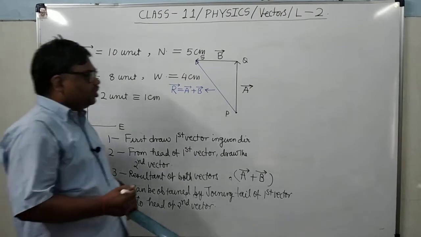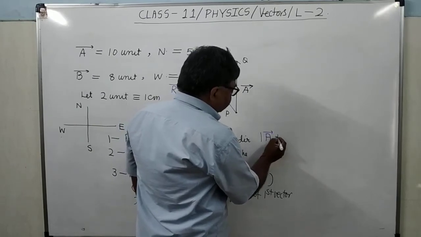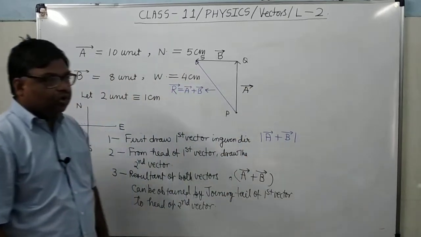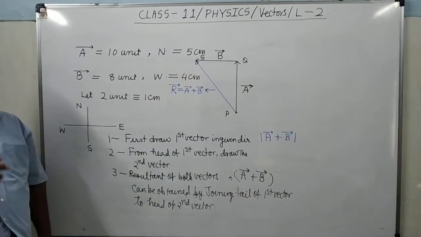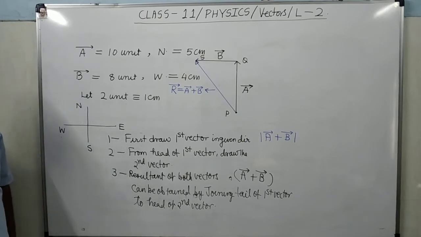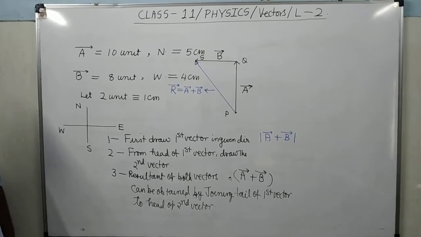The magnitude of this vector means the magnitude of vector A plus vector B. I have told you that whenever you have to find the magnitude, you put that vector inside these two vertical lines. This is the modulus of vector A plus vector B, that is the magnitude of the resultant of vector A and vector B.